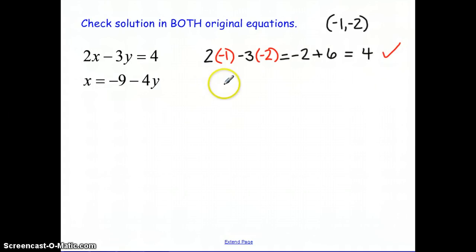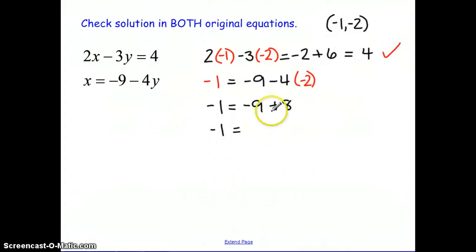Then our second equation, we should have our x value, negative 1, equal to negative 9 minus 4 times the y value, which is negative 2. So we've got to see if this works out to be the same on both sides. So this is negative 1 equals negative 9 plus 8. And luckily we can see that this is working out because negative 9 plus 8 is negative 1. So you can see on this side we've got negative 1, on this side we've got negative 1. So this one also works. And we know that negative 1, negative 2 is definitely the solution to our system.